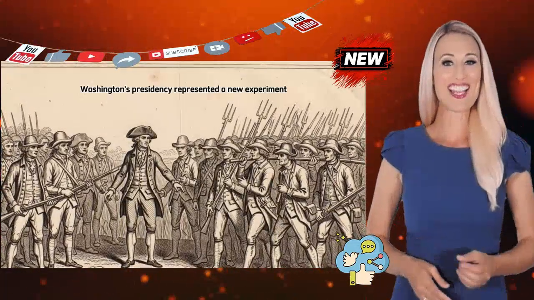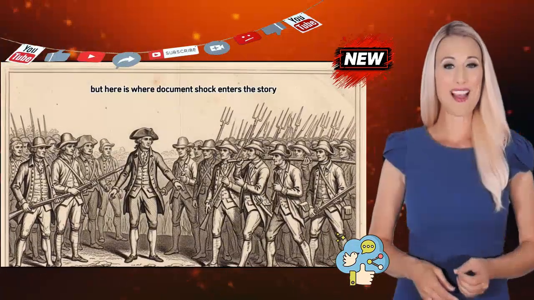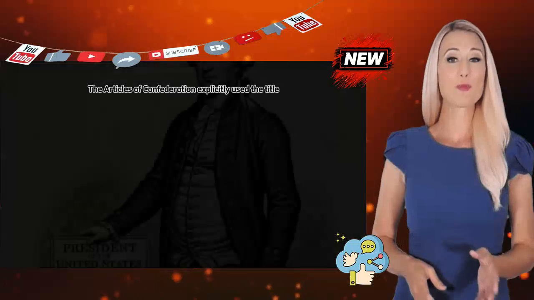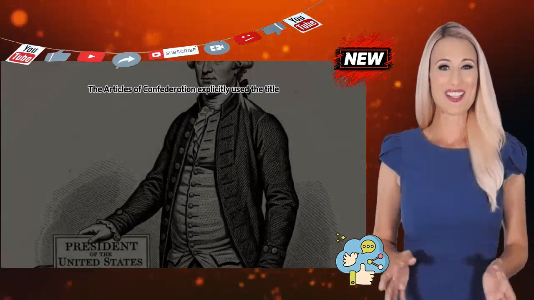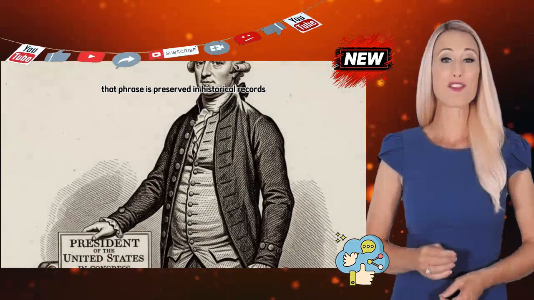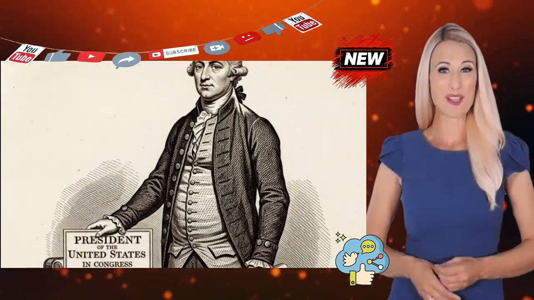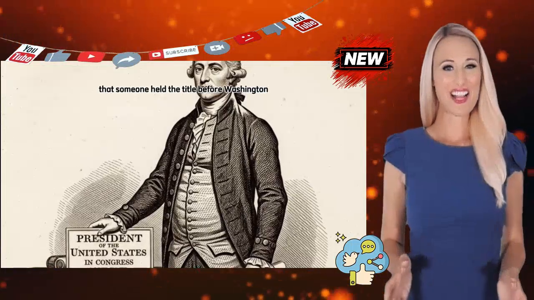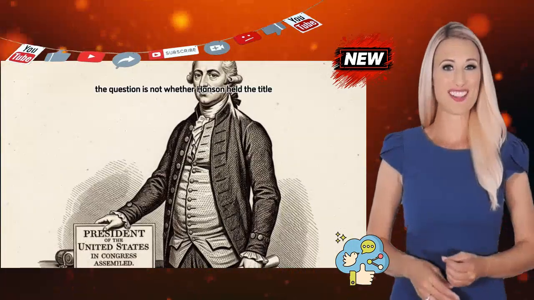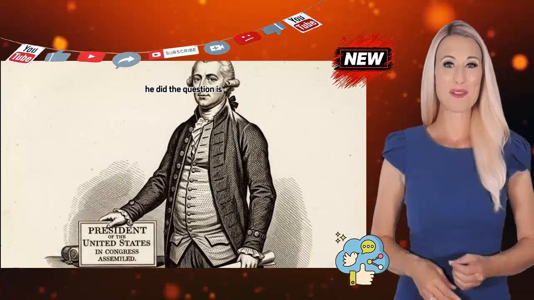But here is where document shock enters the story. The Articles of Confederation explicitly used the title President of the United States in Congress assembled. That phrase is preserved in historical records. It is not folklore. It is written law. That means technically that someone held the title before Washington. The shock is not fabricated. It is documented. The question is not whether Hanson held the title. He did. The question is whether holding that title made him equivalent to the constitutional presidency Americans celebrate.